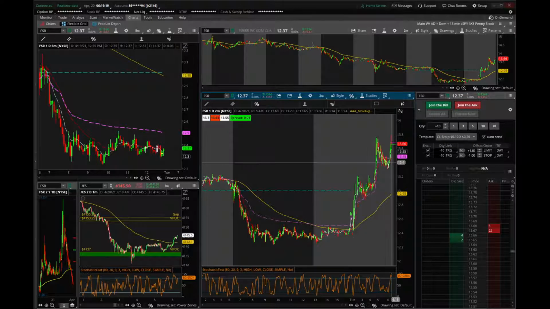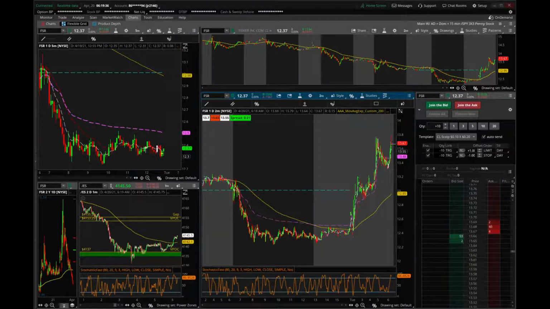And usually the first hour or two is where a lot of really good trade setups happen. So we will see what happens, right?